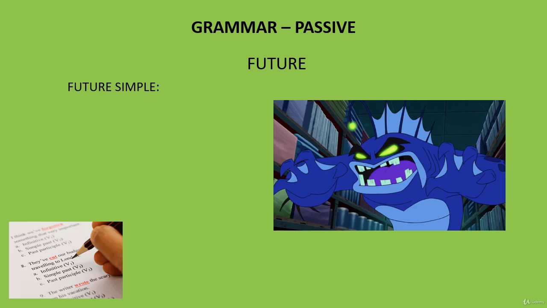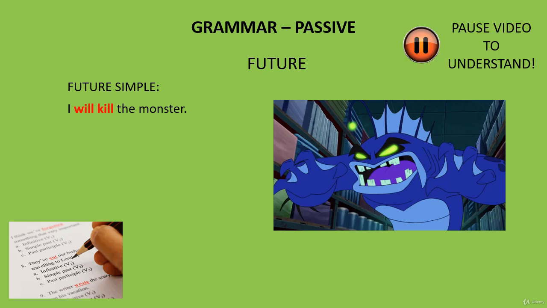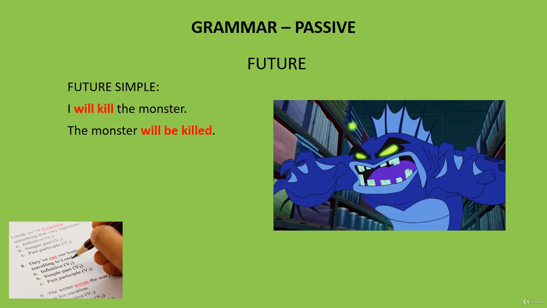Now on to future passives. We can make passives in the same way as for any tense. Make this into a passive sentence, but think carefully. I will kill the monster. The answer is, the monster will be killed.